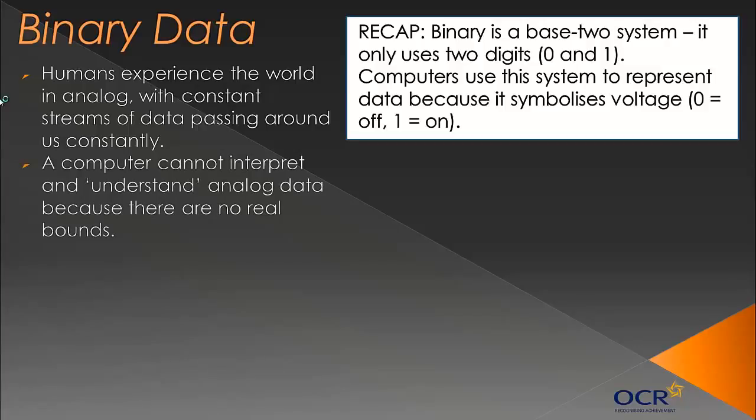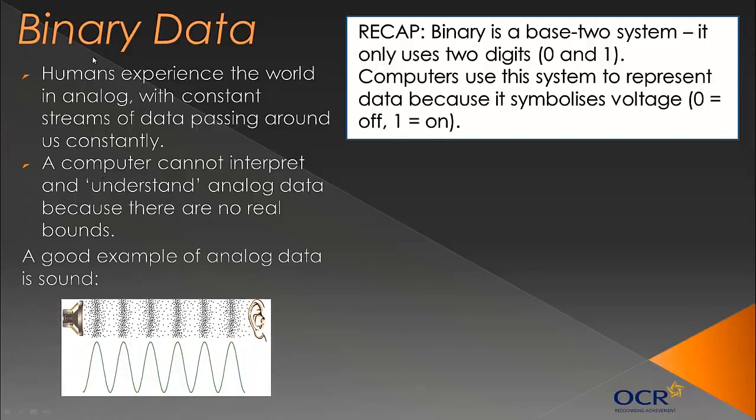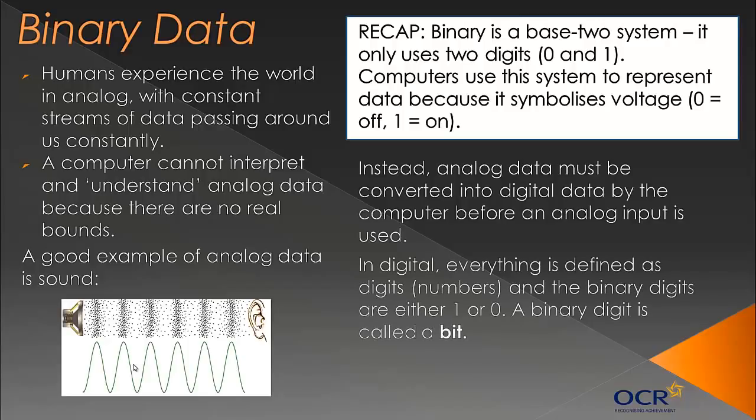A computer cannot understand this analog data because there are no real bounds. An example of analog data is sound. Sound can have huge highs, it can have huge lows, and a computer doesn't like this. It likes to have these 2 options because it represents the most fundamental aspect of itself, being on or off. It doesn't like that you can have infinite amounts of data, or barely any of it, and so analog must be converted into digital data, because analog can't be used by it.